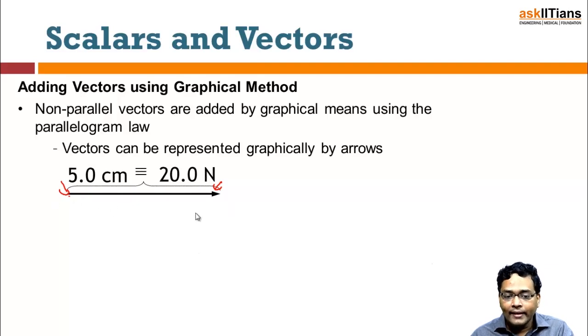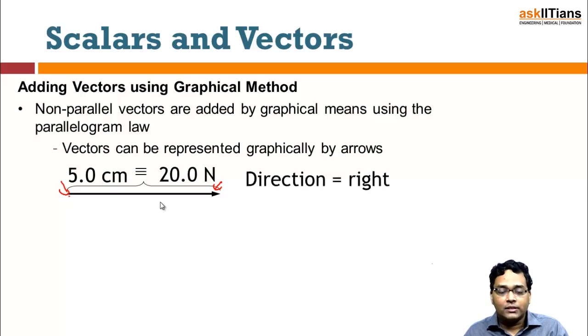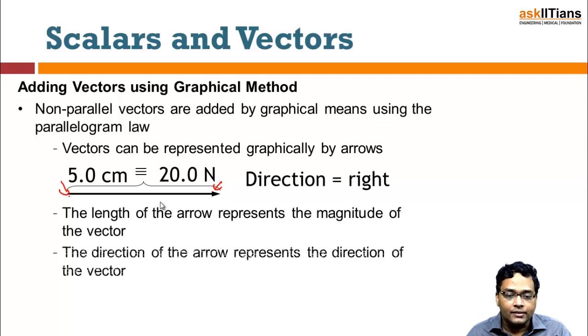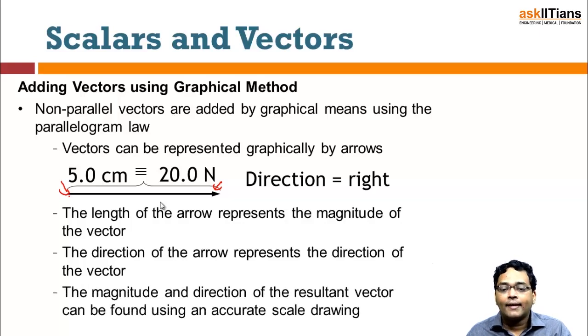The length of the arrow tells you the magnitude of it. For every magnitude there is going to be a distance that is measured. Okay, direction is towards right. Further, the length of the arrow represents the magnitude of the vector, as I just mentioned. The direction represents the direction of the vector. The magnitude and direction of the resultant vector you can find by proper scaling.